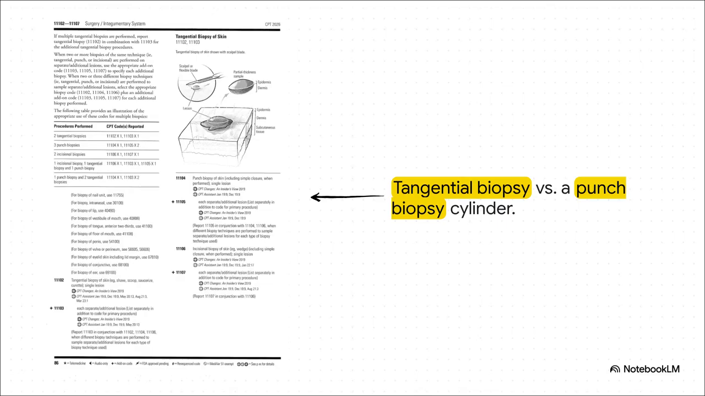You can literally see the difference right here. On top, that tangential biopsy is just using a flexible blade to shave off a partial thickness sample, nice and shallow. But check out the one below it. A punch tool is used to core out this perfect, uniform little cylinder of skin that goes much deeper. That clear visual distinction is exactly what drives your coding choice.